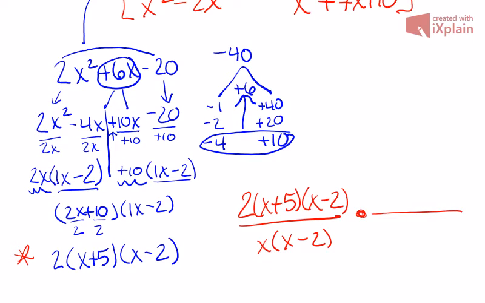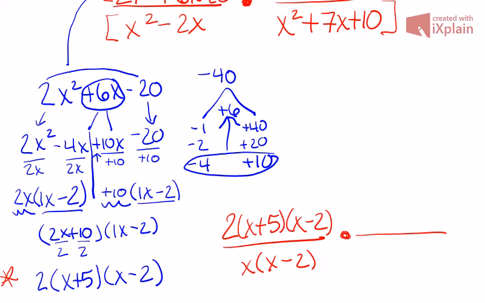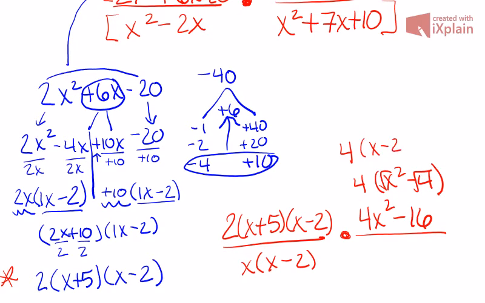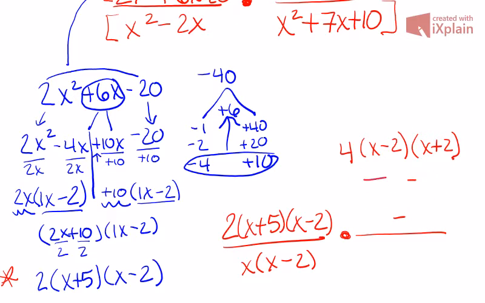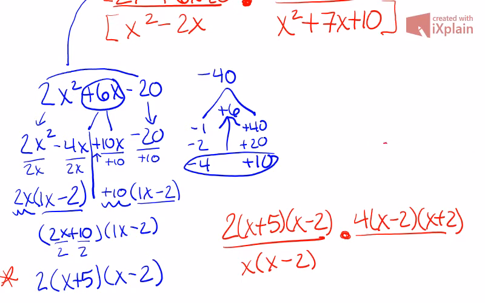Times, okay, for 4x squared minus 16. That's the same thing as 4 times x squared minus 4. We can do that square root thing I showed you before. So 4 times x minus 2, because that's the square root of 4, times x plus 2. Meaning instead of 4x squared minus 16, now we can write 4 times x minus 2 times x plus 2. Okay, so there is that top right.